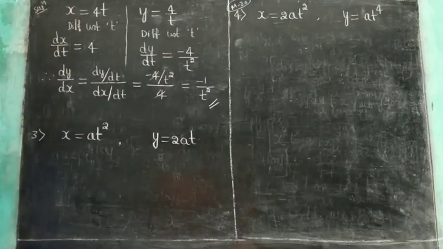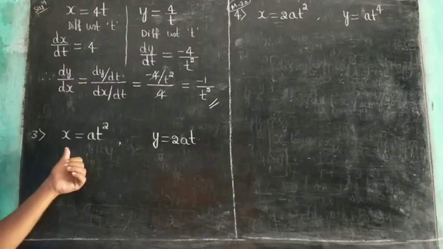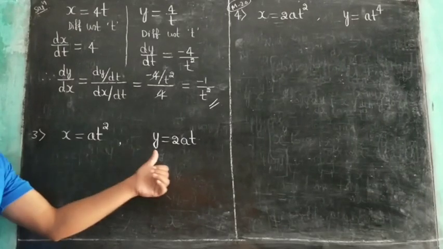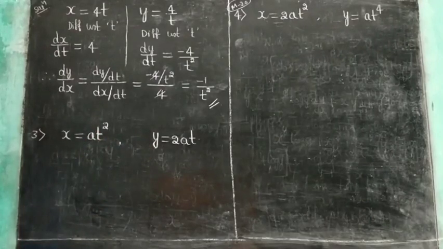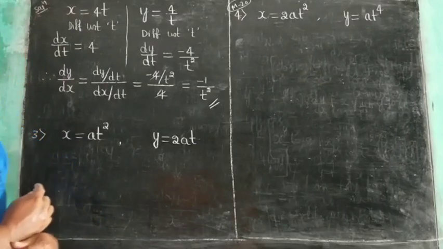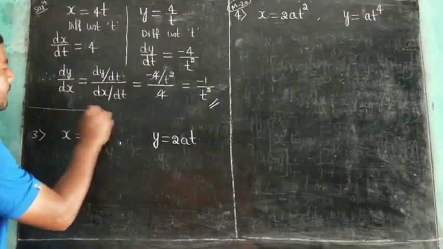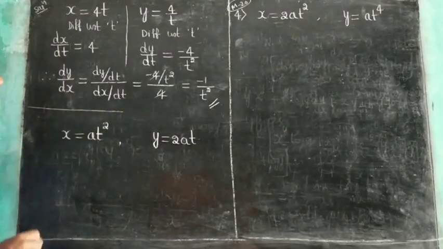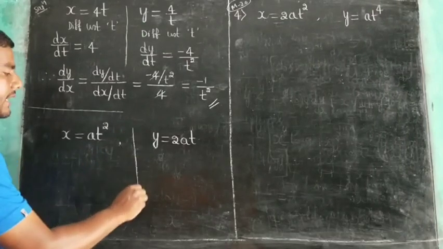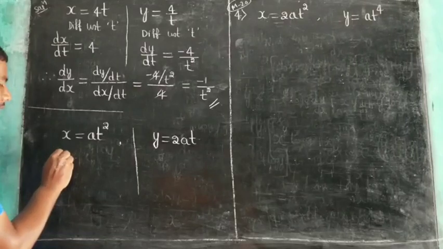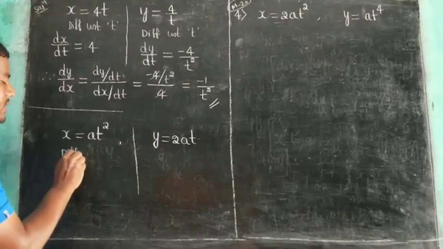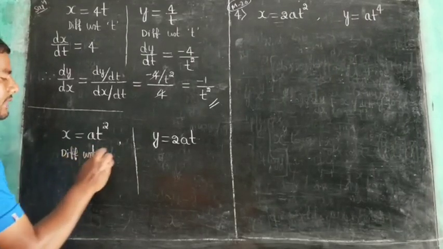Next one, problem number 3. If x is equal to at square, y is equal to 2at, find dy by dx. Or in other words, prove that dy by dx is equal to something. So first take the problem, that is x is equal to at square, y is equal to 2at, and then differentiate with respect to t.